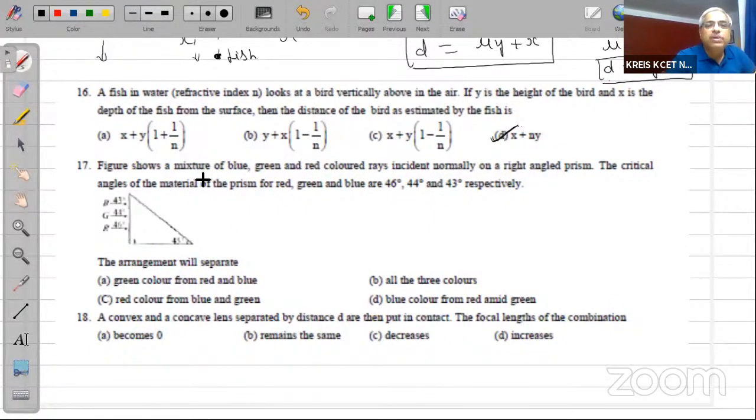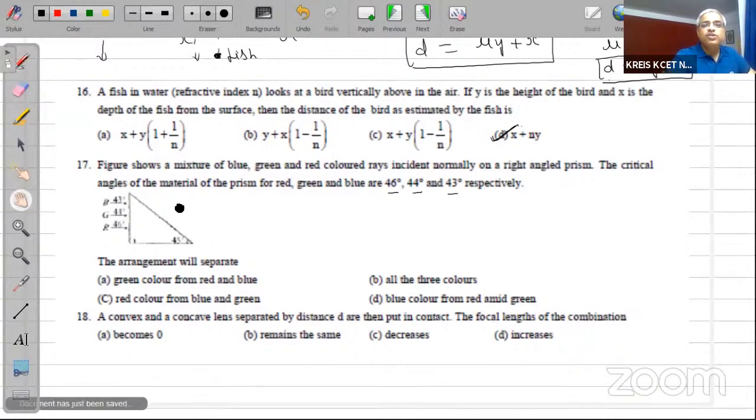Figure shows a mixture of blue, green, and red colored rays incident normally on a right-angled prism. The critical angles of the material of the prism for red, green, and blue are 46 degree, 45 degree, 44 degree, and 43 degree respectively. Okay, the arrangement will separate which colors, they are asking.